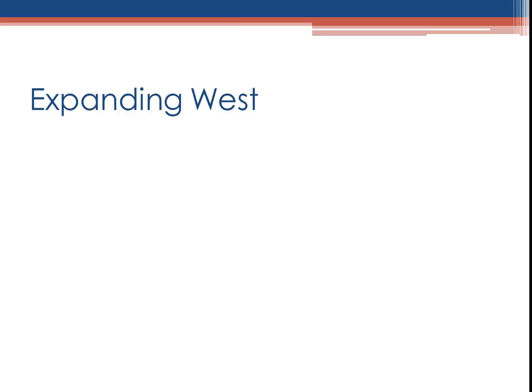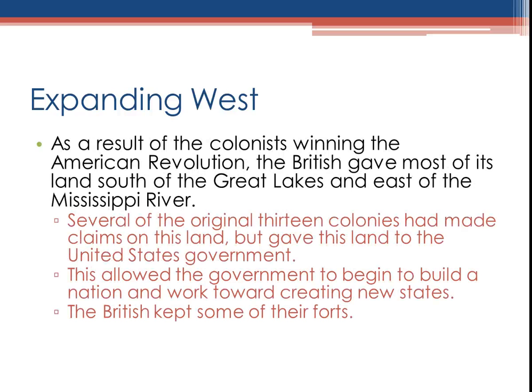Expanding west. You saw in the video that the United States now had all this land west of the Mississippi that they had to deal with. Well, what would they do with it? As a result of the colonists winning the American Revolution, the British gave most of its land south of the Great Lakes and east of the Mississippi River to the newly formed United States. Several of the original 13 colonies had made claims on this land, but gave this land to the United States government. This allowed the government to begin to build a nation and work towards creating new states.